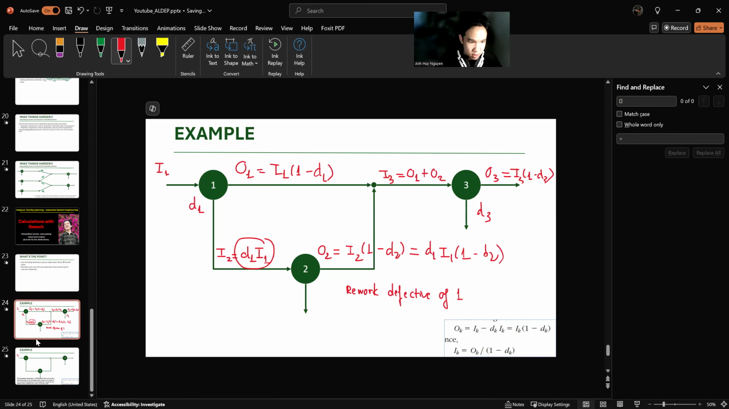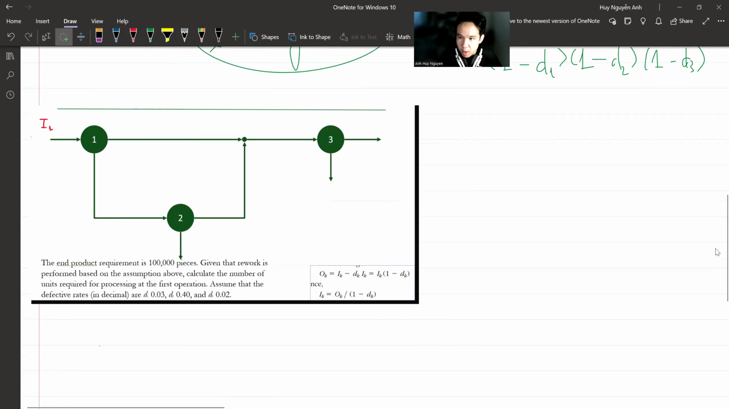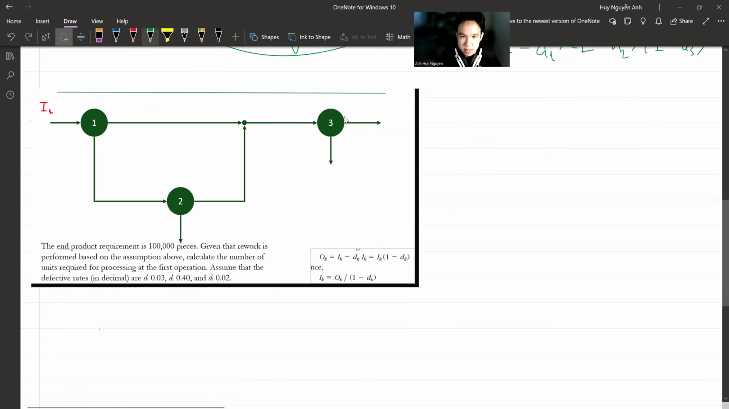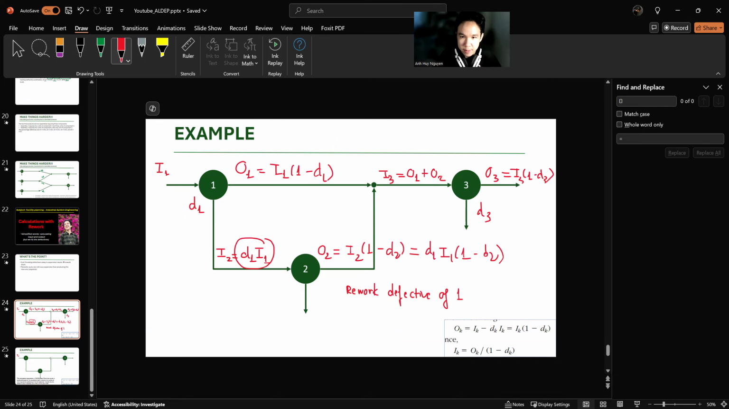Okay, so this is the process. Let's move to an example. The end product requirement is 100,000 pieces. Okay, let me write it here, which is O3, right? So O3 equals I3 times 1 minus D3, and I3 equals O2 plus O1. So now let's write it right here, I3. I3 equals O1 and O2 as we wrote in the slide in the presentation, right?